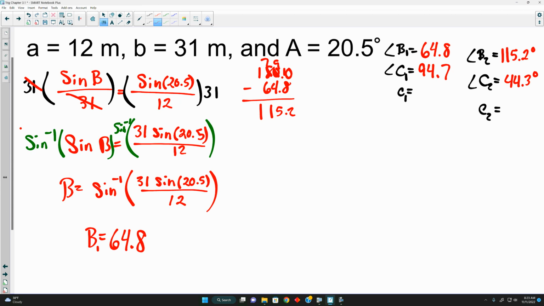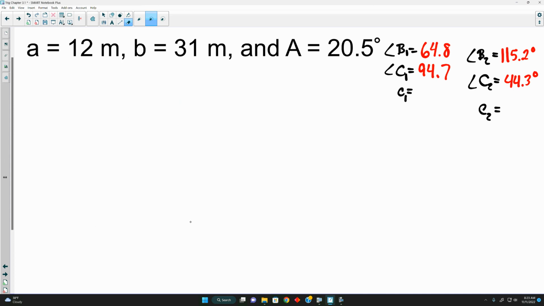Now the only other thing we need to do, I'm going to erase this so I'm not having to scroll down, is find side length C. Now the way I set this up intentionally, I don't use side length B or angle B, because angle B in both cases changes, yes? What's the only angle that stays the same for both triangles? A, because A is 20.5 for both, yes?